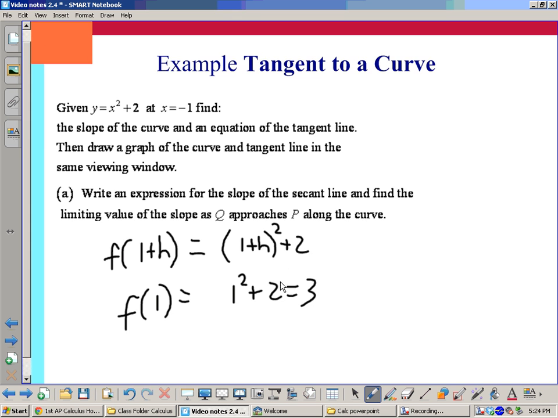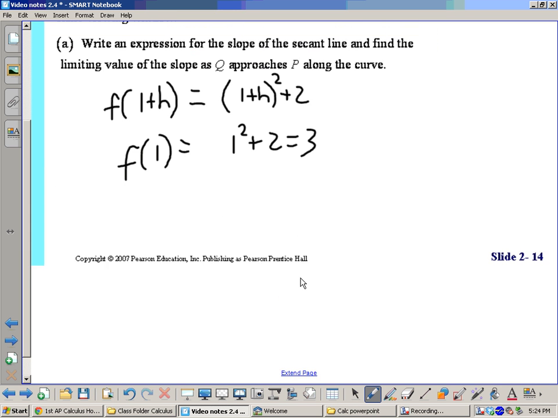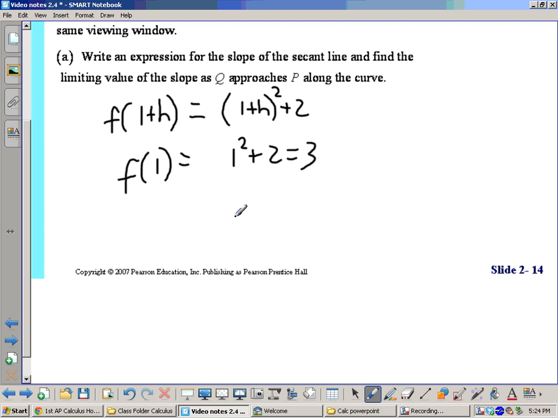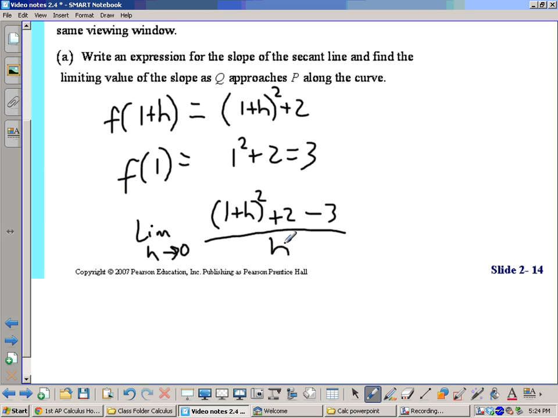So we now have our two y values. So we're going to have 1 plus h squared plus 2 minus 3 all over h, and we're going to take the limit as h approaches 0. We can't actually put 0 in here yet because that would make the function undefined. So we can expand this though, and that's what we're going to do next. We'll get 1 plus 2h plus h squared plus 2 minus 3 all over h.